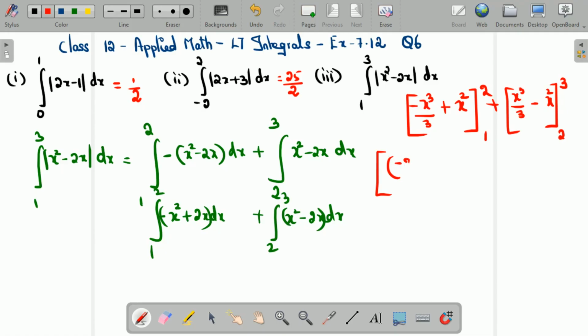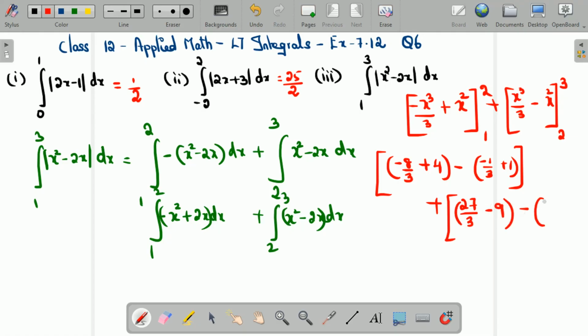8 by 3, there is a negative sign. So minus 8 by 3 plus 4 minus the lower limit. So in the lower limit, it is going to be minus 1 by 3 plus 1. So this is only for the first integration. Now for the second one, 3 cube is 27 by 3 minus 3 squared is 9. So this is the upper limit minus the lower limit. 2 cube is 8. So this is 8 by 3 minus 4.